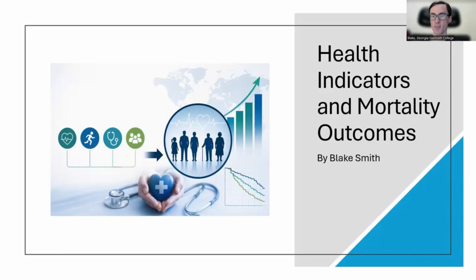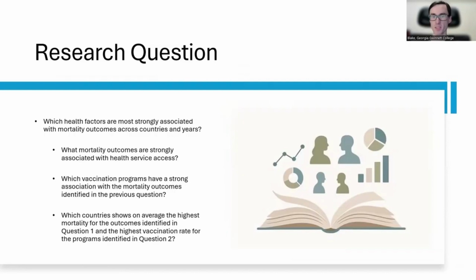So today I invite you to join me as we journey through countries and years and health indicators using data to uncover the patterns that shape global health. The main research question we will be answering today is which health indicators are most strongly associated with mortality outcomes across countries and years? To help answer this question, we will examine three sub-questions.